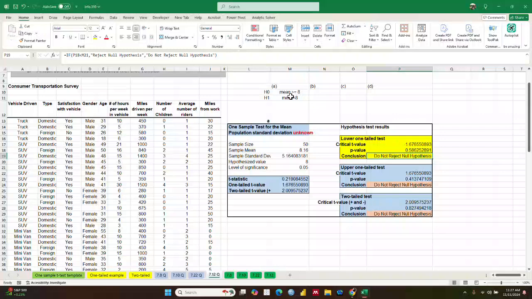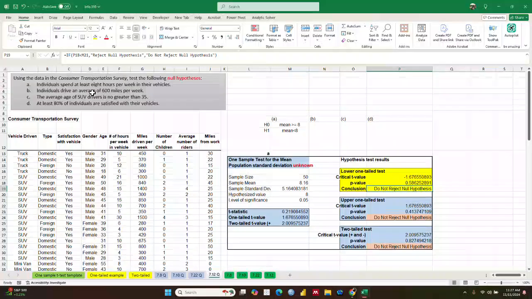So we do not have enough evidence to show the average is less than 8. So we are assuming that the average is more than or equal to 8 hours per week. This is the way that we interpret it based on the context of our study. Now let's look at part B.